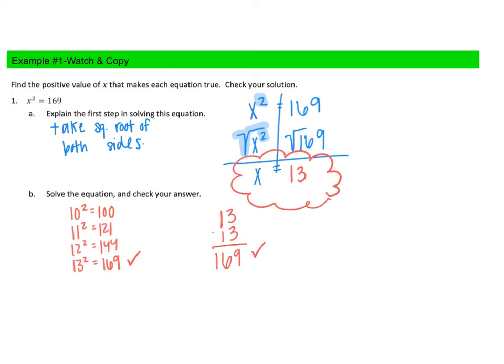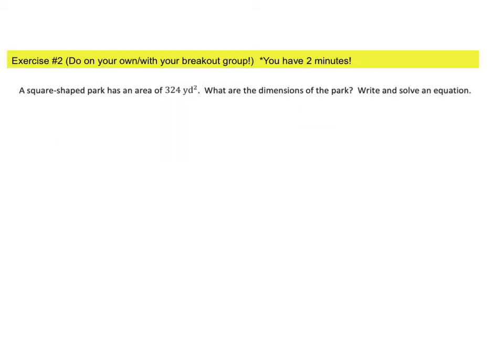Make sure you have all this down, and we're going to move forward. All right, for this one, I want you to try it yourself. It says a square-shaped park has an area of 324 yards squared. Okay, what are the dimensions of the park? So you have to know this about area, that these two numbers are being multiplied together to find the area, the length and the width. Now, if it's a square, it's the same number. So essentially this is saying something squared equals 324.